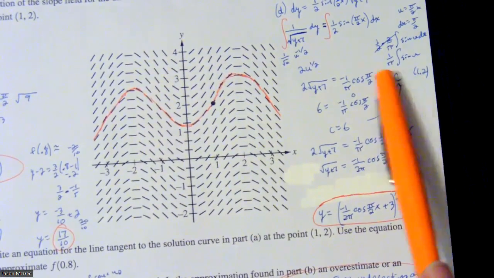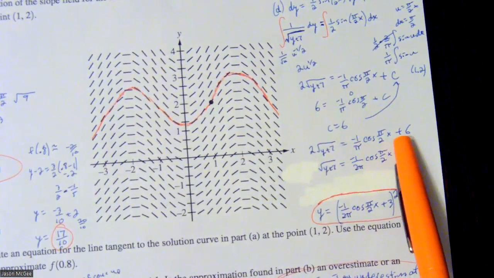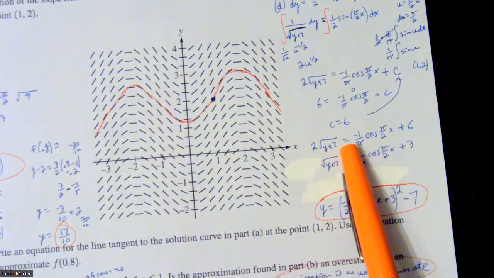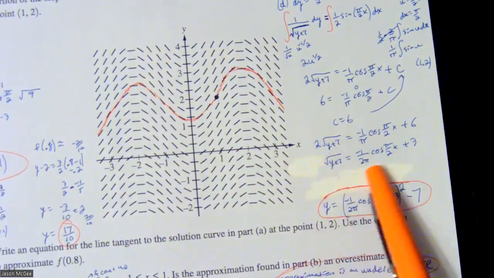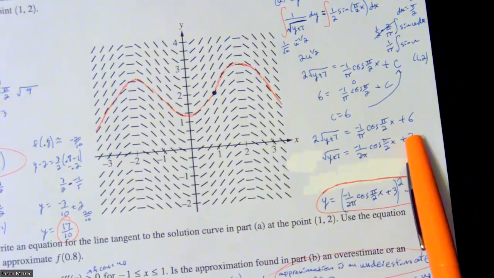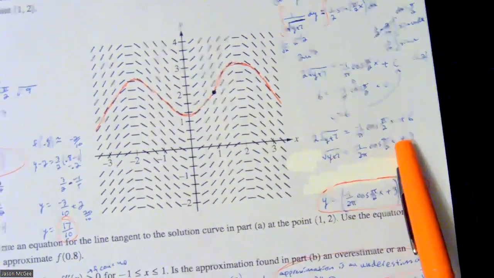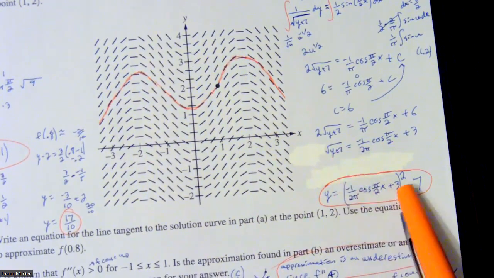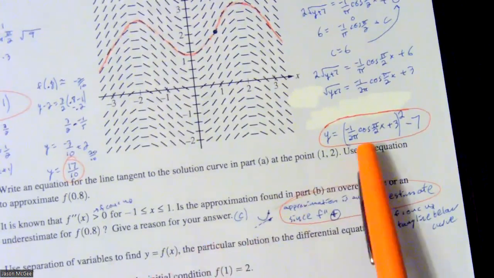And now all that's left to do, so I took this equation here, and now all that's left to do is solve it for y. So I divided everything by 2, divided that by 2, divided that by 2, and then I just squared both sides. And then after we square both sides, you move the 7 over. You got the y by itself.